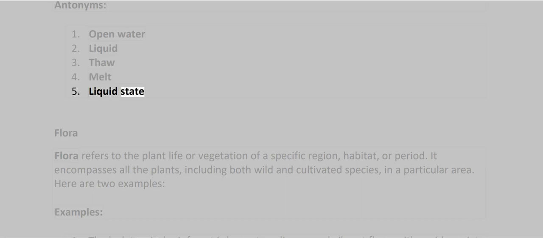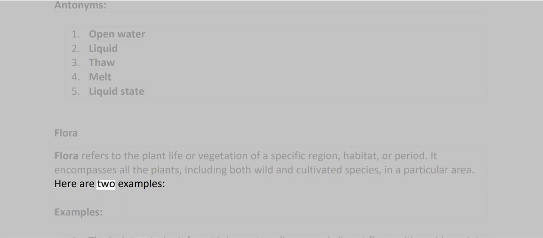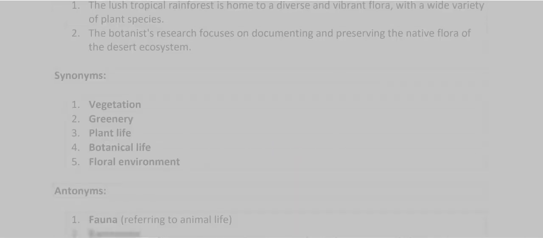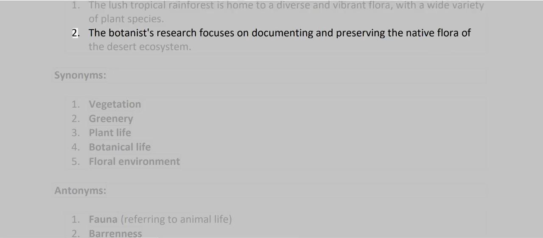Flora. Flora refers to the plant life or vegetation of a specific region, habitat, or period. It encompasses all the plants, including both wild and cultivated species, in a particular area. Here are 2 examples. Examples: 1. The lush tropical rainforest is home to a diverse and vibrant flora, with a wide variety of plant species. 2. The botanist's research focuses on documenting and preserving the native flora of the desert ecosystem.